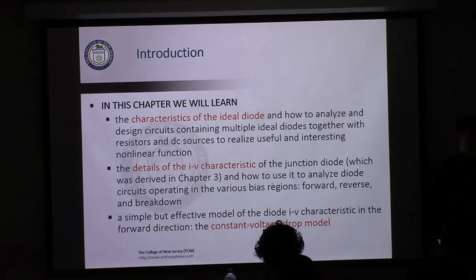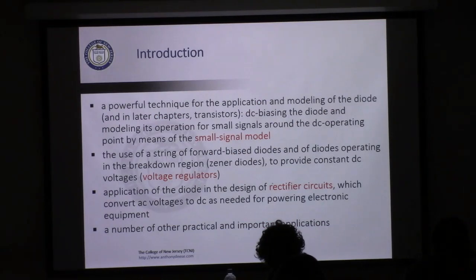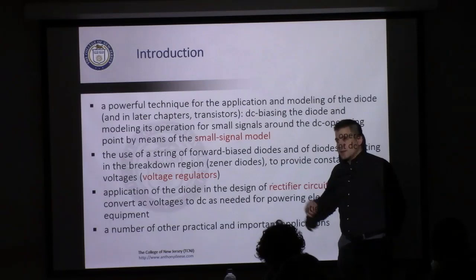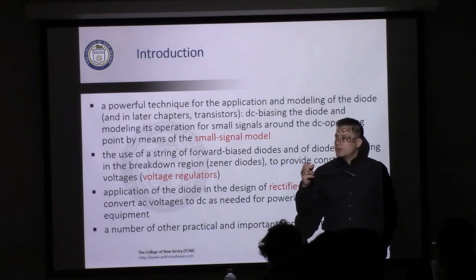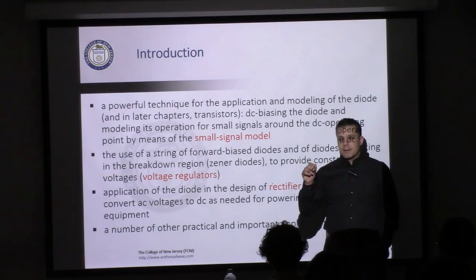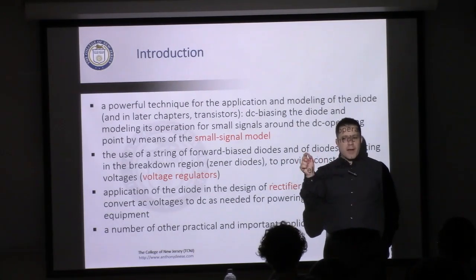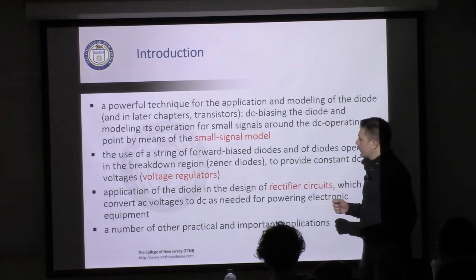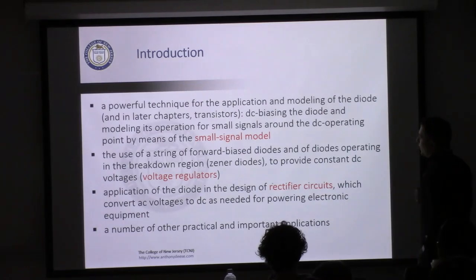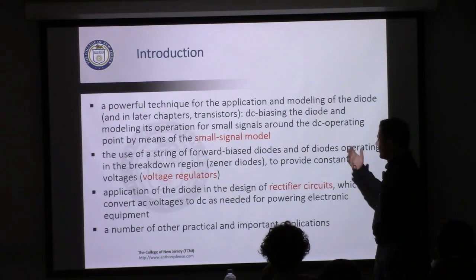So one of those models is the constant voltage drop model for the diode, which doesn't mean anything right now, but it will. We'll talk about something called the small signal model. The small signal model is obviously another type of model. It's almost like a linearization, where we're looking at how the effect of small changes in the input affects the output. Small signals. We're going to talk about the use of forward bias diodes, and then reverse bias and breakdown region.